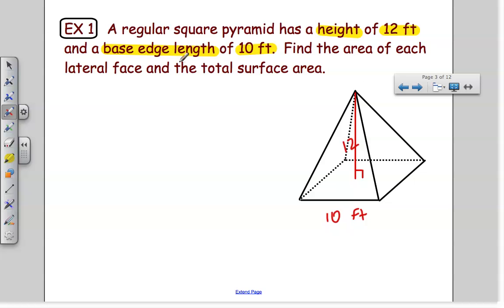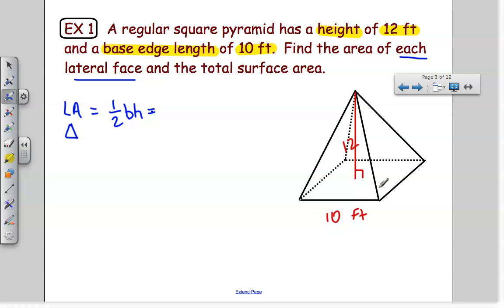Find the area of each lateral face and the total surface area. Area of each lateral face. So I'm going to put LA for lateral area. Now keep in mind, what is the lateral area? The lateral area is each of the triangles. And what's the area formula for a triangle? A triangle's area is 1/2 base times height.